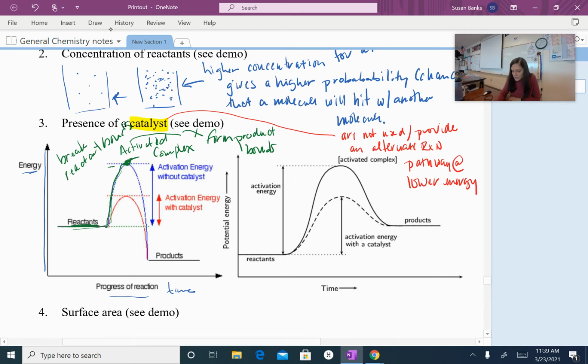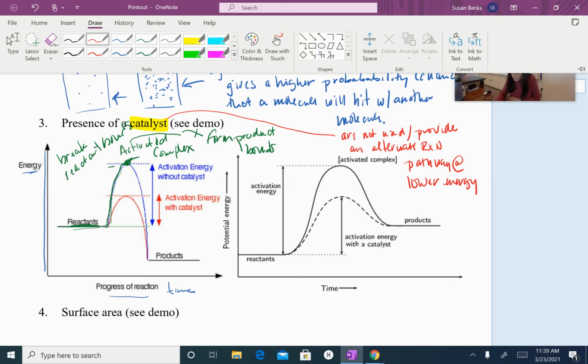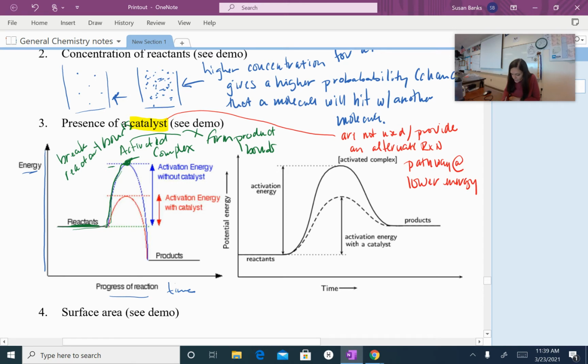Okay, so if we look at our catalyst line here, with the catalyst, we don't have to put in nearly as much energy. So we will actually have more molecules that have that kinetic energy that can get to here. So because we have more molecules that can actually have that amount of energy, we will have more molecules reacting. So we actually get more products, and it will actually speed up the reaction because of that.